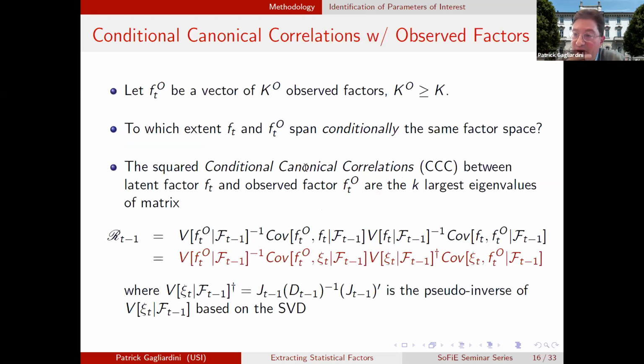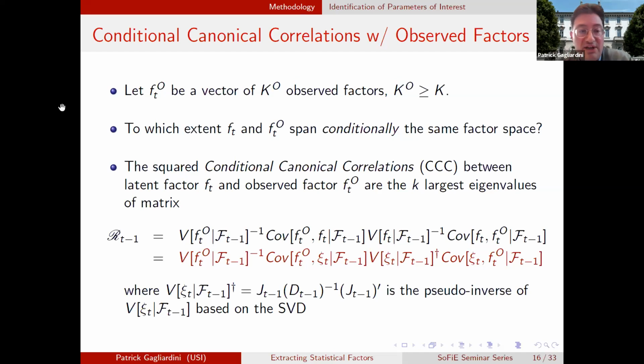I can have a different perspective on this if I consider, let's say, having a vector of observable factors, so let f t with this upper index O denote a vector of observed factors. And let's assume that we would like to understand to which extent this latent factor space and the space of the observed factors overlap.